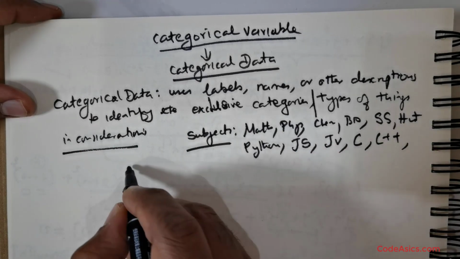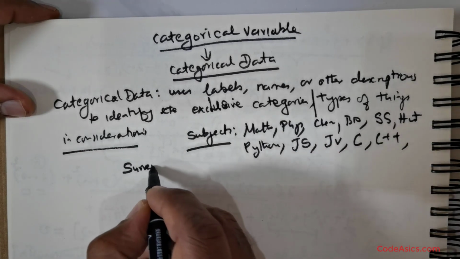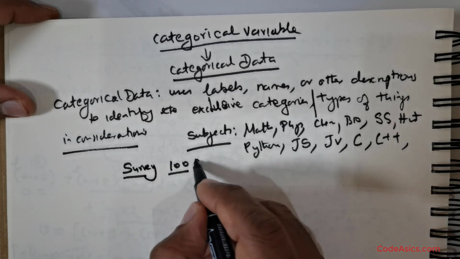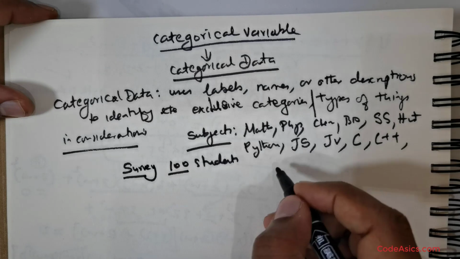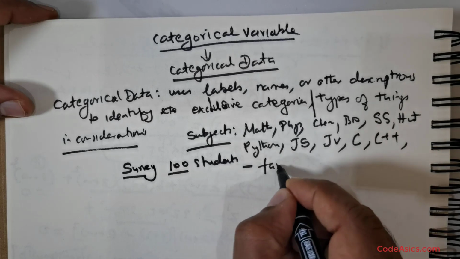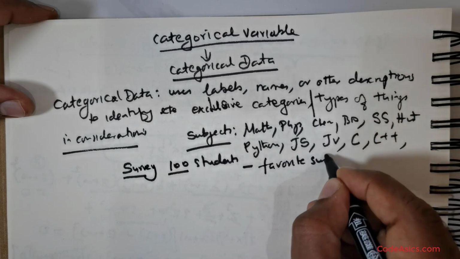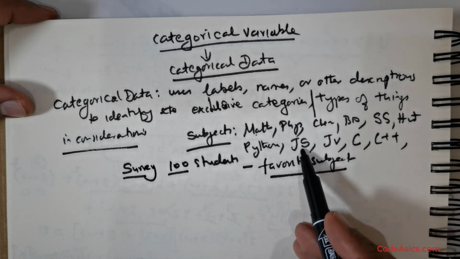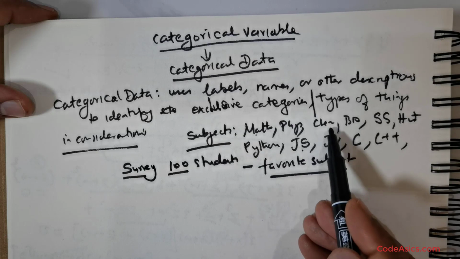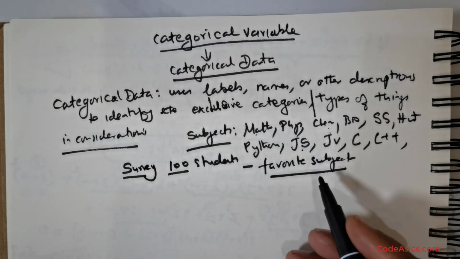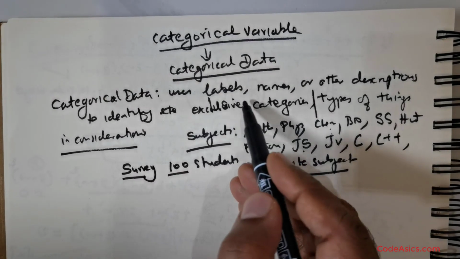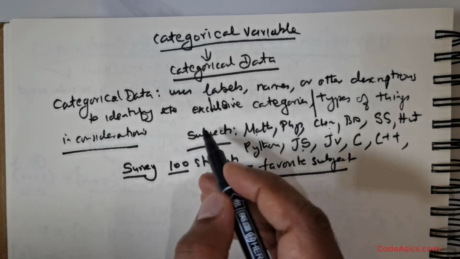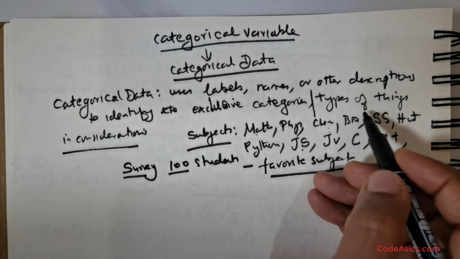Say for example, you want to conduct a survey among 100 students and you want to ask them the favorite subject. What is your favorite subject? Right? So in that case, one might say math, one other might say JavaScript, someone might say Python, other person might say chemistry, and so on and so forth. So categorical data uses labels, names, or other descriptors to identify the exclusive categories.